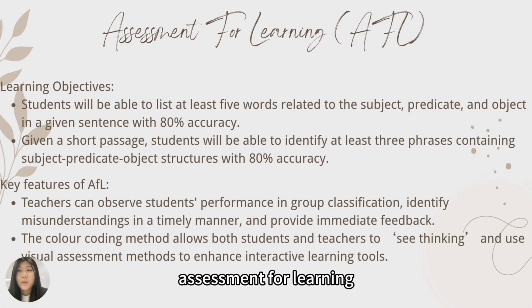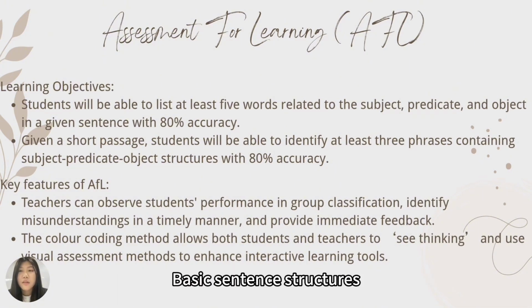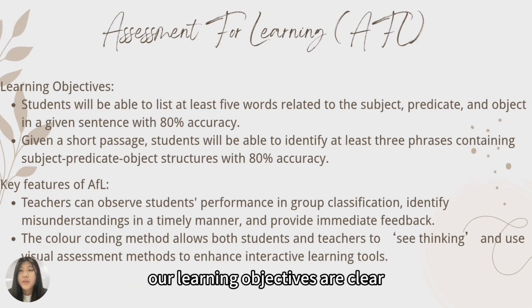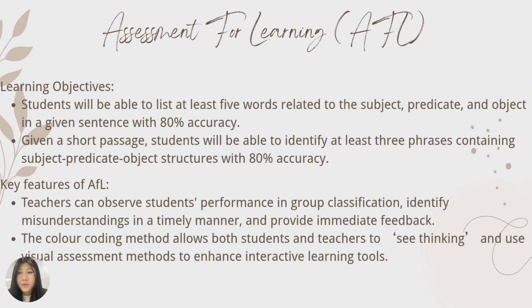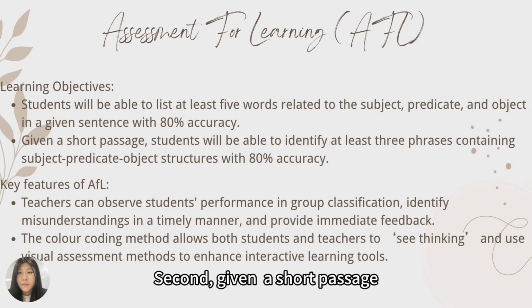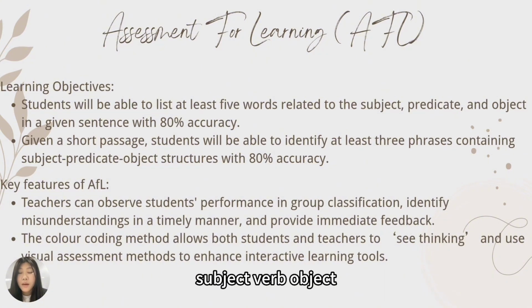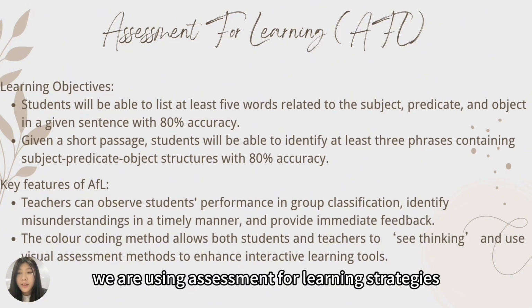Assessment for learning. We are focusing on helping our students understand basic sentence structures, specifically the subject, verb, and object. Our learning objectives are clear. First, students will be able to list at least 5 word phrases. Then, given a short passage, they will be able to identify at least 3 subject, verb, object phrases. To support this, we are using assessment for learning strategies.